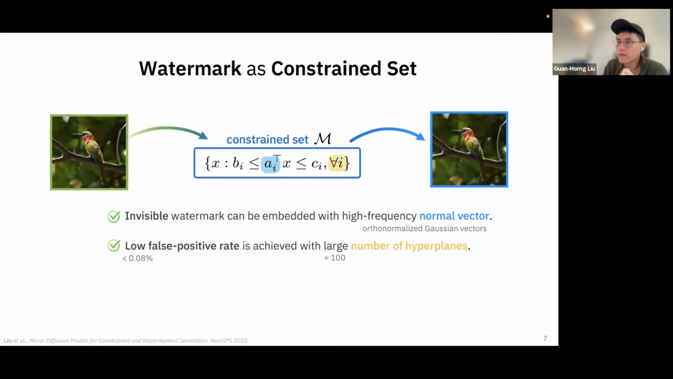Secondly, we also find that we can achieve a very low false positive rate, typically less than 0.1%, by increasing the number of hyperplanes. And this is because the probability of the null hypothesis to generate an image without violating any constraint decays very fast as the number of constraints increases.